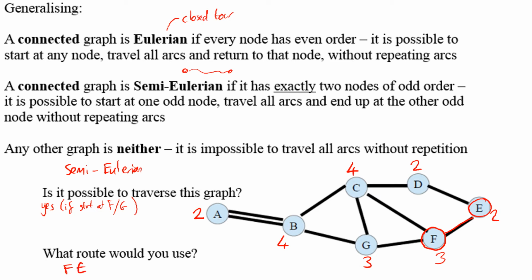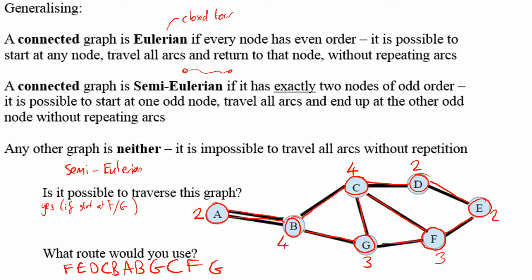And from E we'll go to D. Don't have very much option there. And from D we'll go to C. And then what we don't want to do is end up at G, but we've got some arcs to spare. We can come back to it later though. So C to B, B to A using one of the arcs, then A to B using the other one, back to G, up to C, down to F, and finally to G.